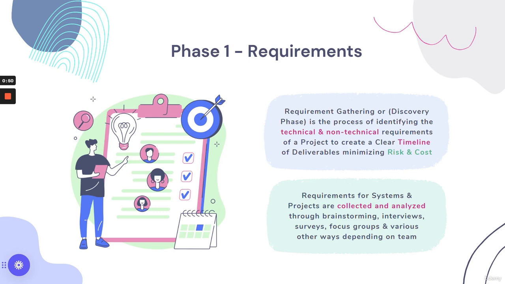Requirements for systems and projects are collected and analyzed through brainstorming, interviews, surveys, focus groups, and various other ways depending on the nature of the project as well as the team. Usually requirements gathering is done by a stakeholder known as a business analyst.